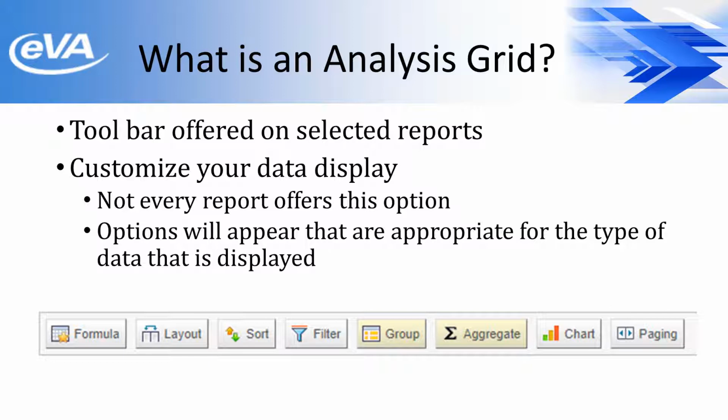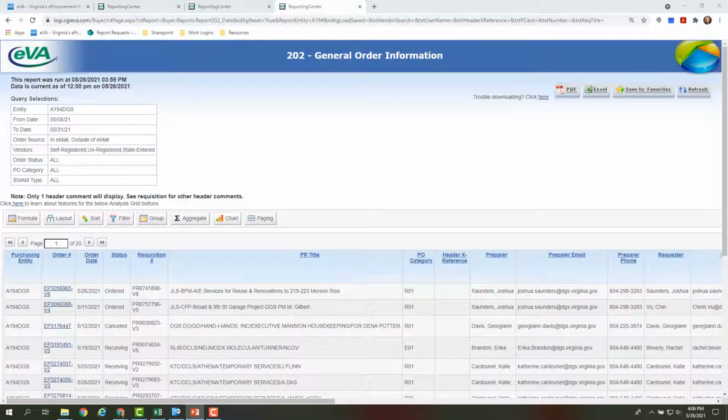Now, not every report is going to offer the Analysis Grid toolbar option at the top, and for the reports that do offer it, you'll see that the options that appear are going to be appropriate for the type of data that's displayed in that report. So let's take a look.